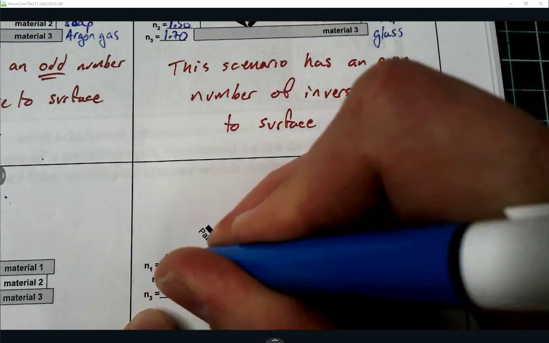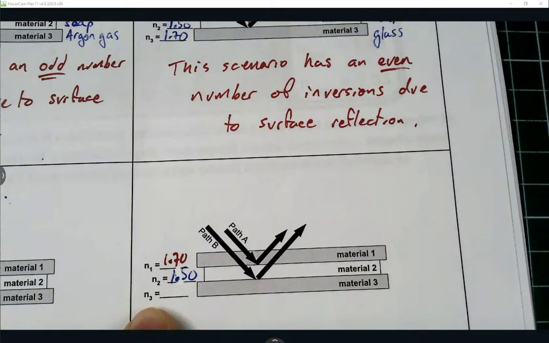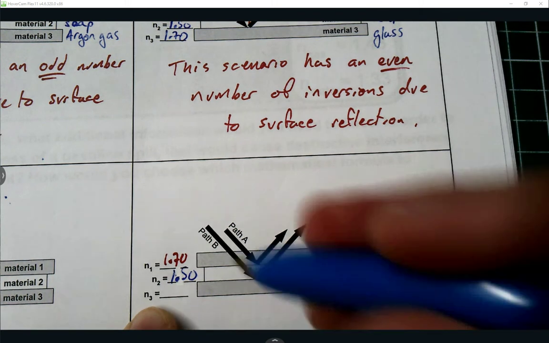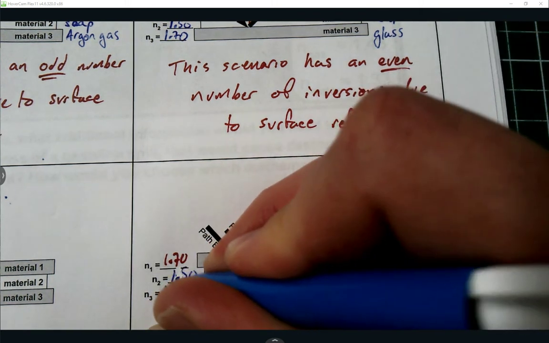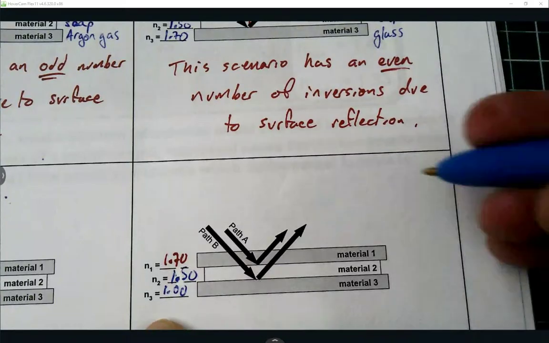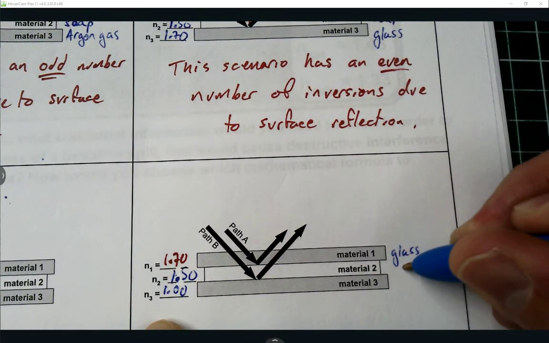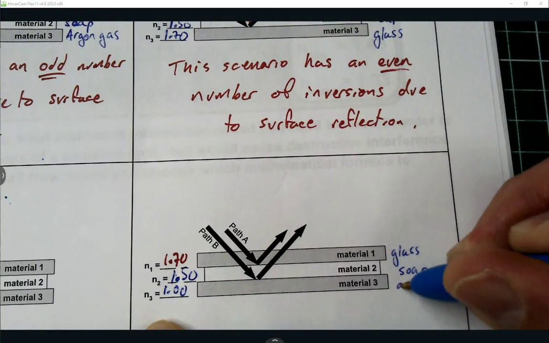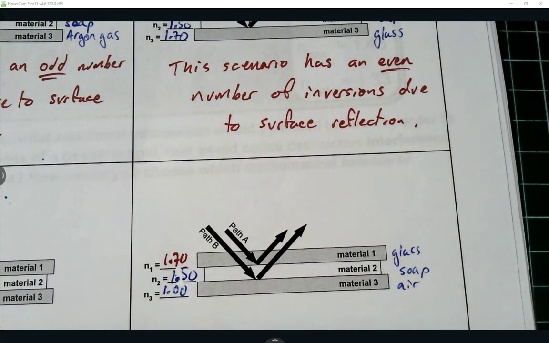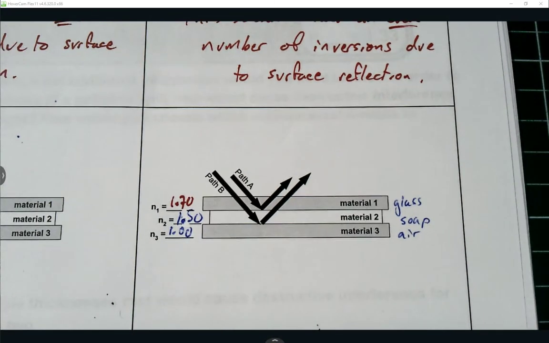1.50. So that's still soap. And we'll put air on the bottom this time. 1.00. So glass, soap, and air. Now, the fact that it's glass, soap, and air, and I looked those values up is irrelevant. That's fine, okay? Could just be material 1, 2, 3.